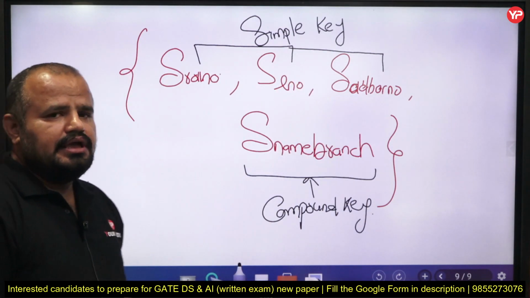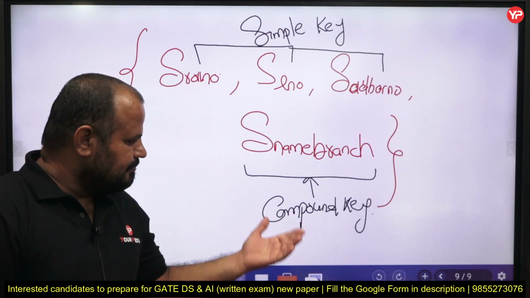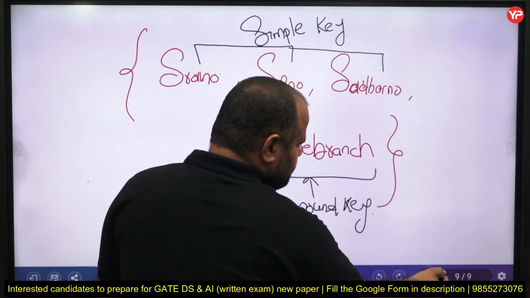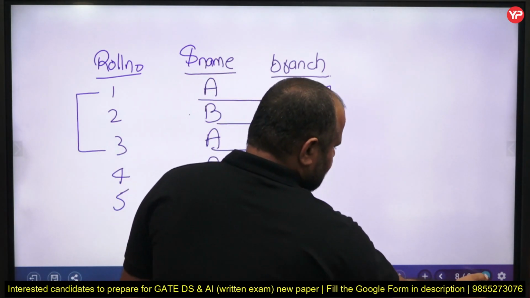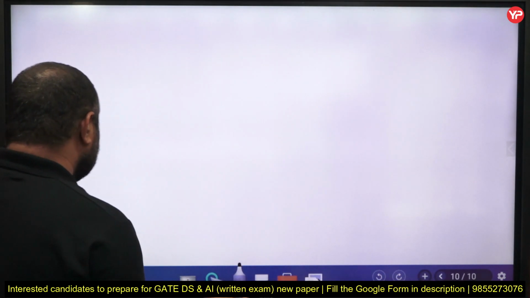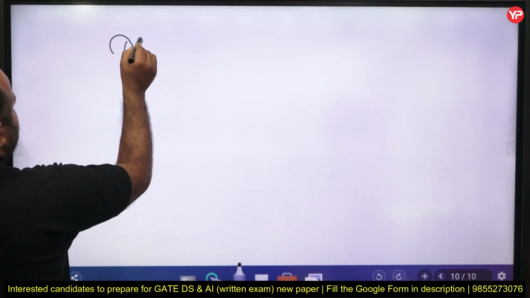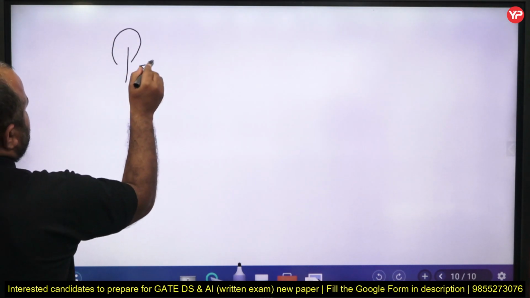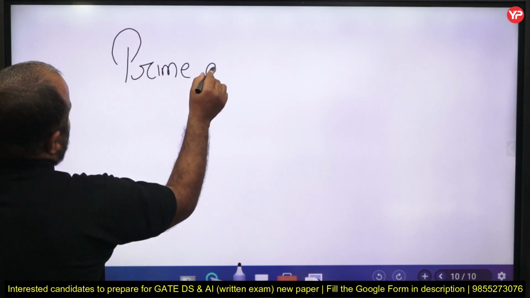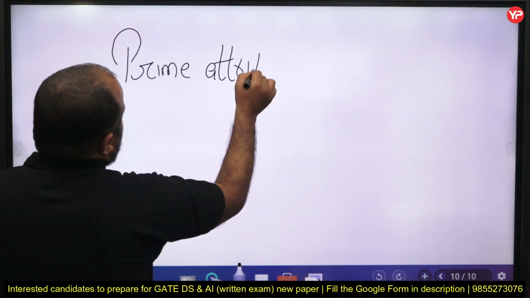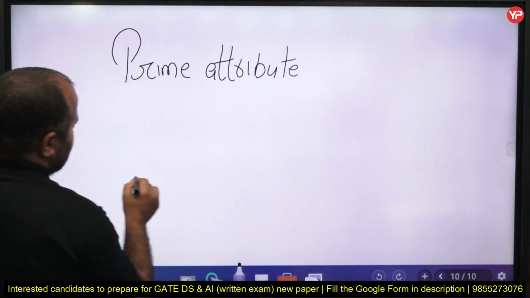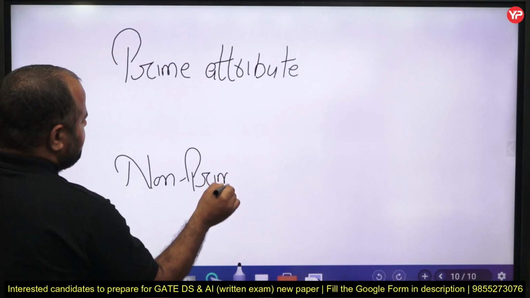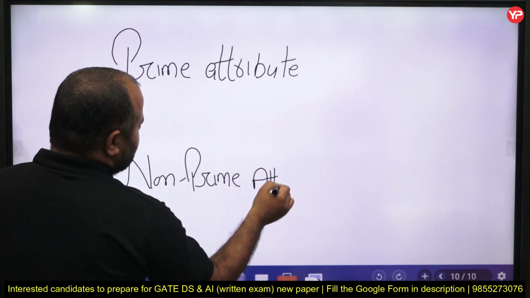What do you mean by simple key? A key having a single attribute. What is compound key? A key having more than one attribute. Now suppose, next we are going to learn two more important terminologies, that is, one is prime attribute and one is non-prime attribute. Prime attribute and non-prime attribute.